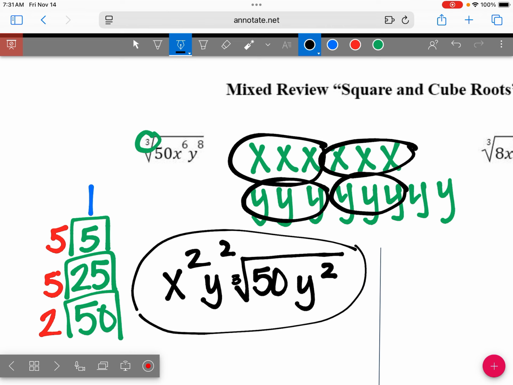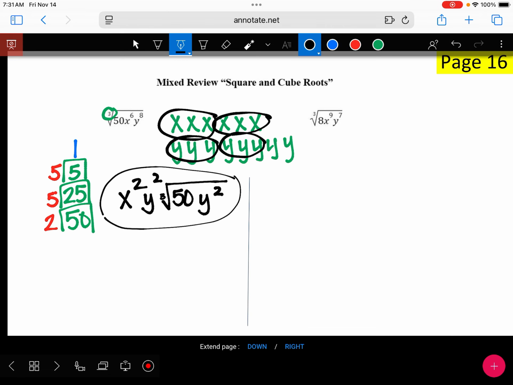All right, let's go ahead and do our next one. Are we looking for twins or triplets? Yeah, because there's a 3 in the elbow.